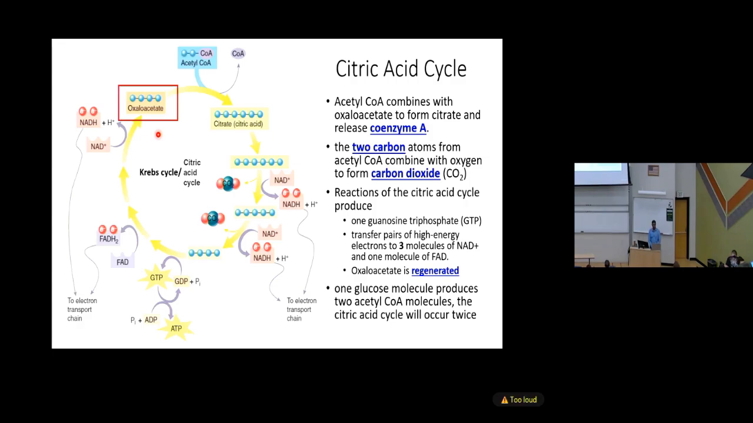Any questions until this point? This is a very high-level view of what's happening in these pathways. If you take a biochemistry course, you will get into all the details.